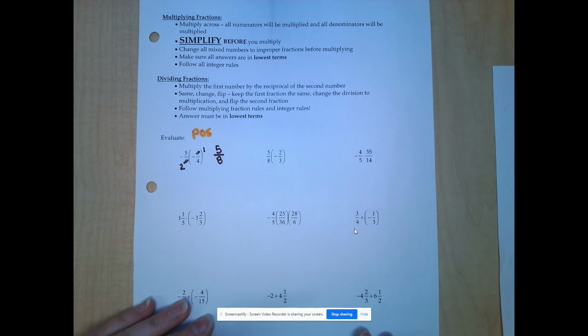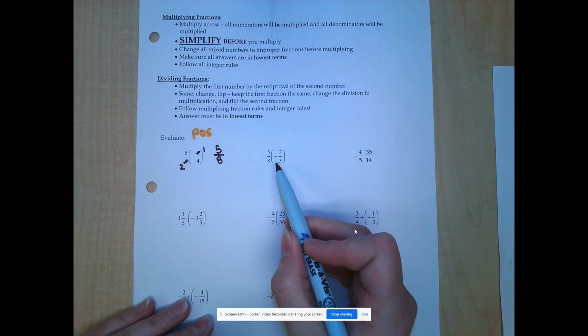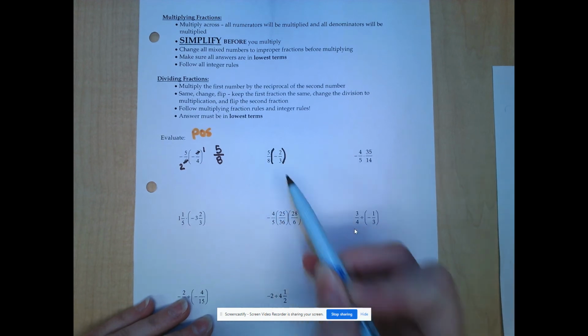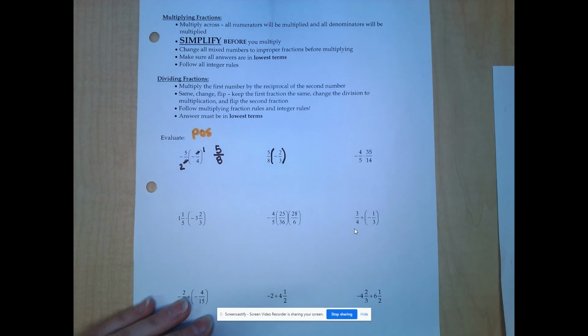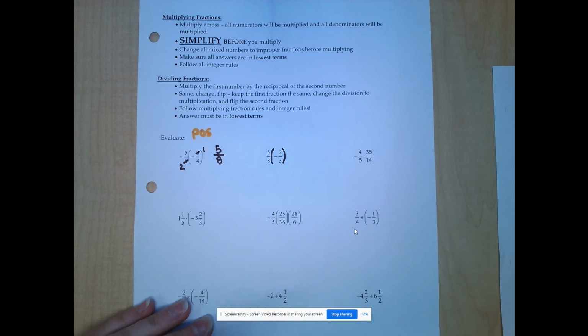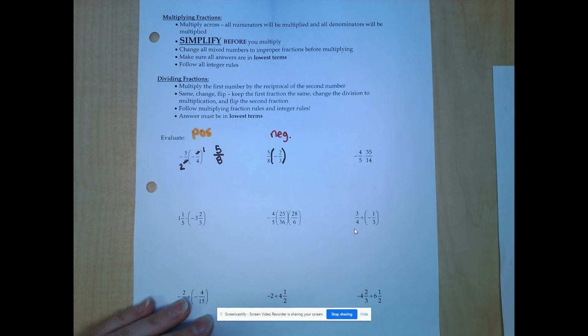Positive 5/8. So this one, you'll notice that the parentheses are really the thing that tells us this is multiplication and not subtraction. I've got 5/8 being multiplied by, the parentheses tell me that the 5/8 is multiplied by whatever's in it because there's nothing between the 5/8 and the parentheses. And it's a positive times a negative. The signs are different. Since the signs are different, I know that the final answer on this is going to be negative.